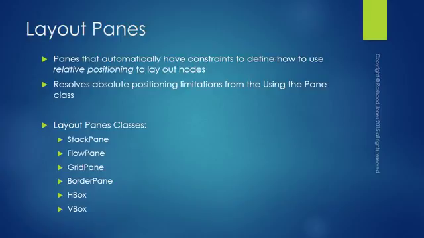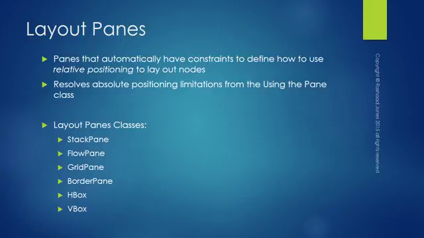We're on layout panes. From part one, we talked about what JavaFX is, compared it to Swing and its predecessor, AWT. We talked about how to use absolute positioning and some limitations with absolute positioning. Then we talked about how property bindings can be used to resolve some of those limitations. But even with property binding, there are still some limitations. And this is where layout panes come into play, a set of classes, a library that handles relative positioning of nodes, the visual components on your UI. These layout panes automatically have constraints to define how to use those relative positioning capabilities to lay out those nodes. And again, they resolve the issues of absolute positioning from just using your basic Pane class.